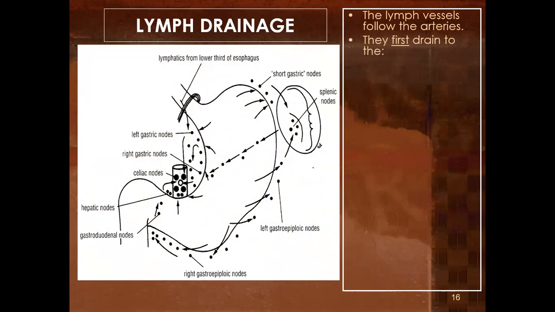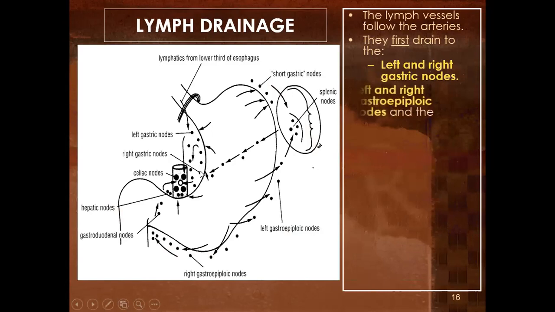So they have the same route as that of the arteries, and they will drain into the right and left gastric nodes. If you see here, there are gastric nodes, the left gastric node as well as the right gastric nodes. So especially from the lesser curvature, they will drain into the left and right gastric nodes. Okay. Then right and left gastroepiploic lymph nodes. Okay, if you see here, there are the right and left gastroepiploic lymph nodes. This is the left gastroepiploic, this is the right gastroepiploic lymph nodes.